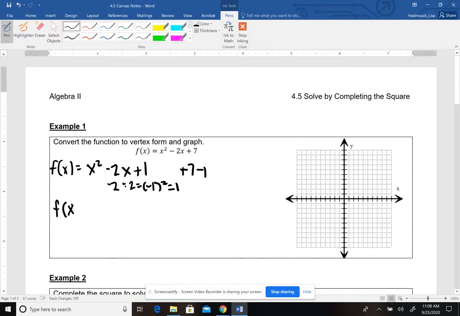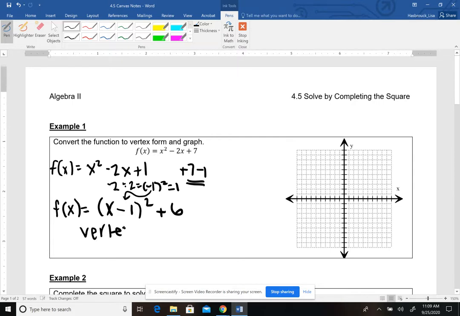Now I write this as f of x equals x squared minus 2x plus 1. To factor it, open parentheses, we put an x first, and then you can use the number you got when dividing by 2 here, so it'd be a minus 1 squared. Last step is to take 7 minus 1 to get 6 and put it here. Now that it's converted to vertex form, we can graph it.